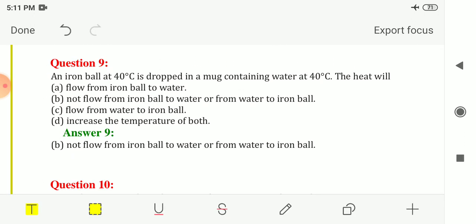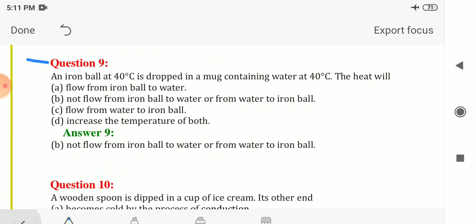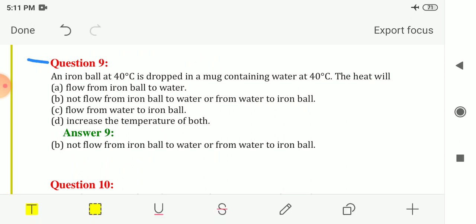Question 9 is, an iron bowl at 40 degrees Celsius is dropped in a mug containing water at 40 degrees Celsius. The options are given to you. Option A is heat will flow from iron bowl to water. Option B is heat will not flow from iron bowl to water or from water to the iron bowl. Option C is heat will flow from water to the iron bowl, and option D is increase the temperature of both.